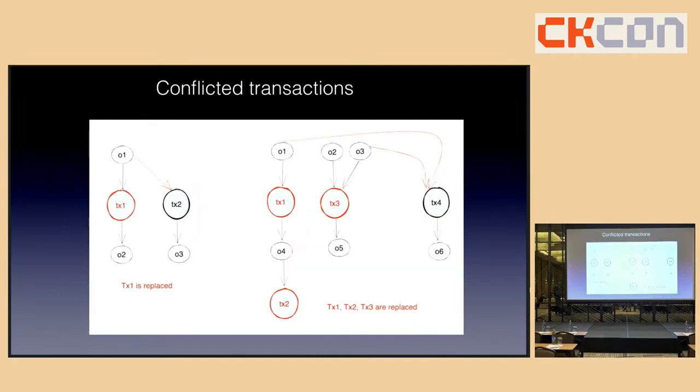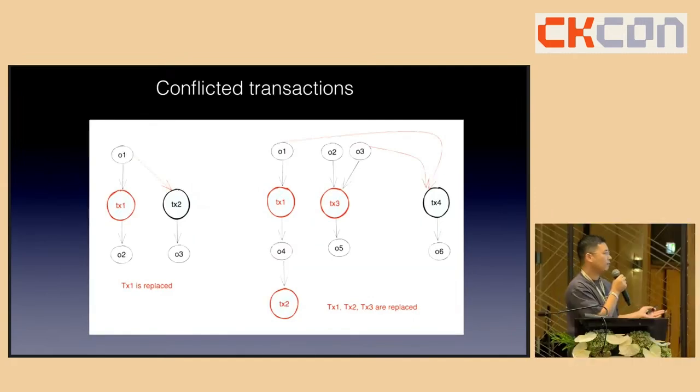So this is the conflict transactions. In the left part of the diagram, transaction 1 will be replaced because transaction 2 consumes the same input. If we allow the two transactions to be submitted into the transaction pool, there will be a double spending. So we need to remove transaction 1.